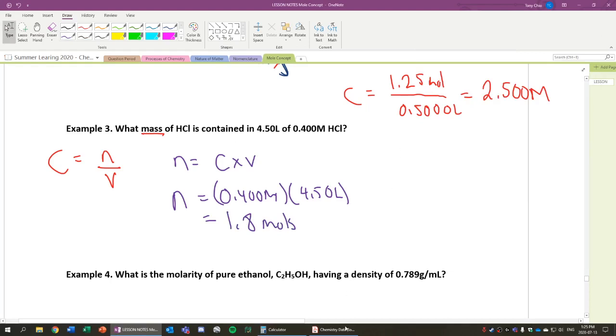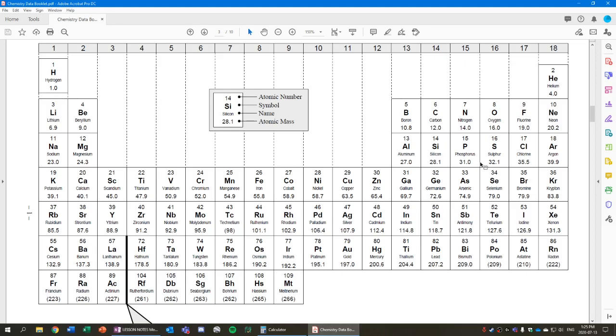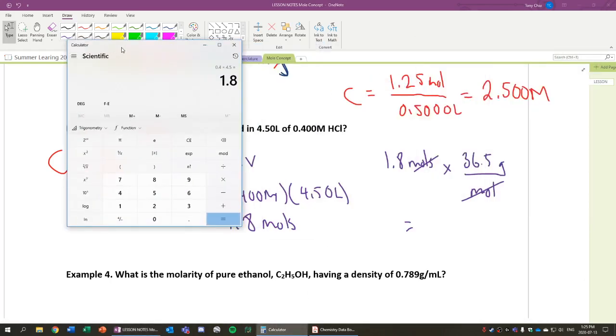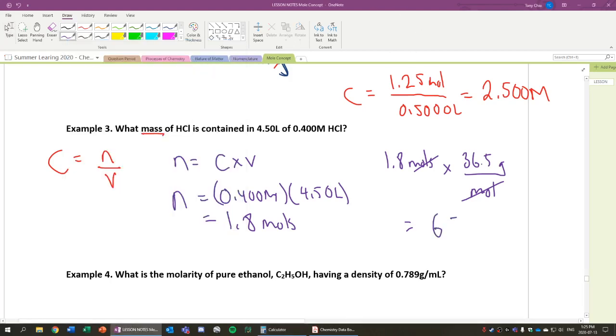Well, the molar mass of HCl is, Cl is 35.5, H is 1, so it's 36.5. So you have 1.8 moles times 36.5 grams per mole. What is the amount of mass you're going to need to have in this HCl to make this volume at this concentration? Well, you're going to have 1.8 times 36.5, and you're going to get a mass of 65.7 grams. You're going to need to add 65.7 grams of HCl, then add the rest of it as water up to 4.5 liters, and thus you're going to make 0.4 molarity HCl.